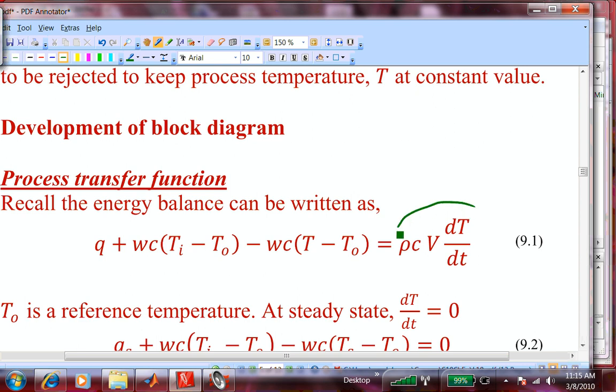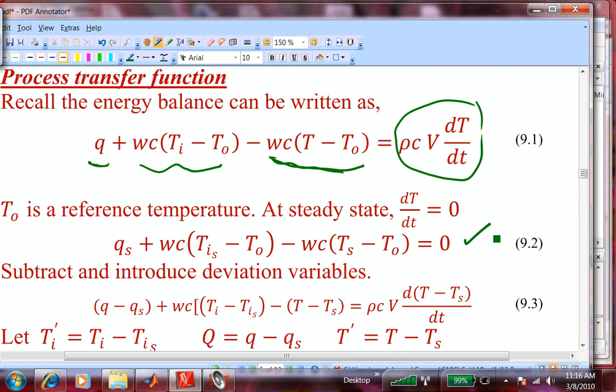So this is the rate of accumulation and rate in minus rate out, and Q is the heat into the system. This is the energy coming in from the inlet stream, energy leaving the outlet stream, energy coming in through the heater, and this is the rate of accumulation of energy. And T0 is some reference temperature. Then we do the steady state.